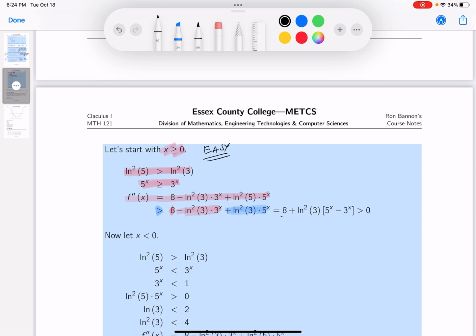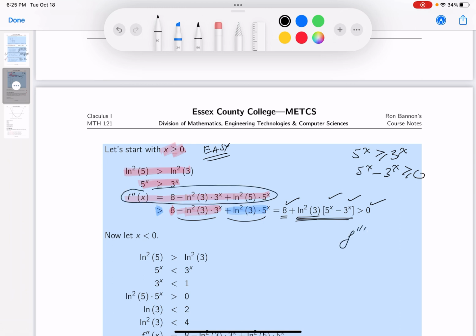And, I see the 8. I factor out the natural log of 3 squared from these two terms over here, and I would get 5 to the x minus 3 to the x. Well, what do I know about that? I know 5 to the x is greater than or equal to 3 to the x, that means 5 to the x minus 3 to the x is greater than or equal to 0. So this term over here is greater than or equal to 0, plus 8 is certainly greater than 0. So now I know that this derivative over here is positive when x is greater than or equal to 0.